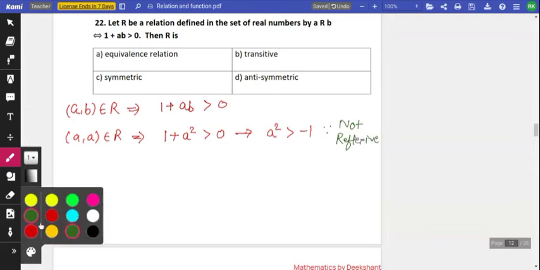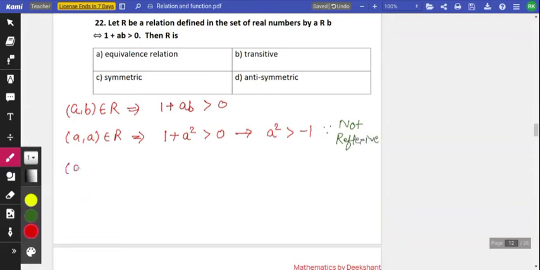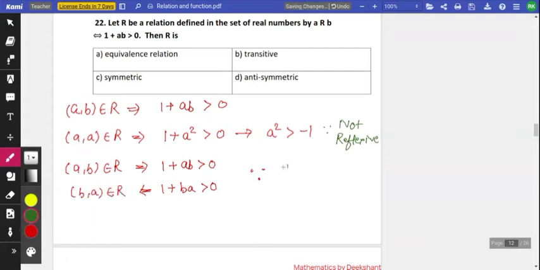For the given relation to be symmetric, if (a,b) belongs to relation R, it means 1 plus ab is greater than 0. We can also say that 1 plus ba is greater than 0. It means (b,a) also belongs to relation R. Therefore, the given relation is symmetric because (a,b) and (b,a) both belong to relation R.